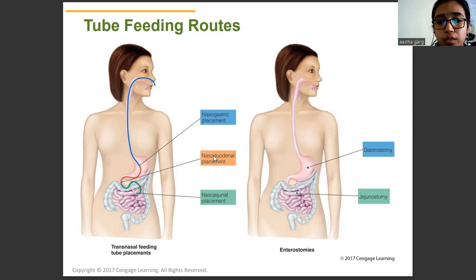The other route is if one end is open at the nose and the other is open at the duodenum, that is the part of the small intestine. The second route is known as nasoduodenal placement. The third placement is known as nasojejunal placement. That is, the second end would be opened at the jejunal portion of the small intestine.